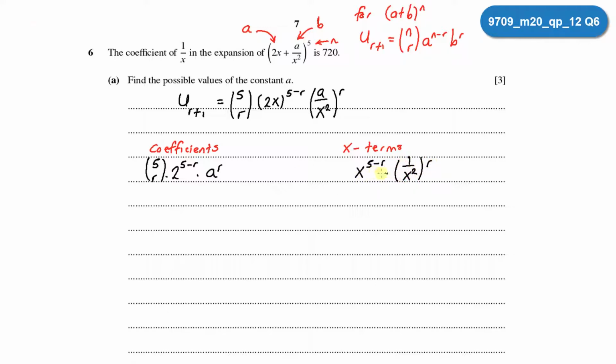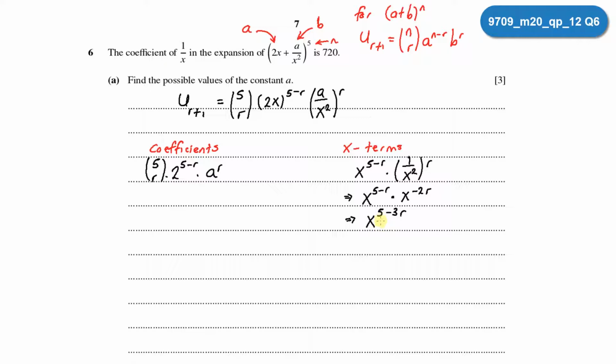So I'll simplify this expression for the x terms. So that'll be x to the power of 5 minus r, and 1 over x squared, that's x to the power of minus 2, raised to the power of r. So it'll be like this. So we can apply the laws of indices. 5 minus r will add to minus 2r. So it becomes 5 minus 3r. So this here is the general expression for the x terms of the binomial expansion of what we have here.